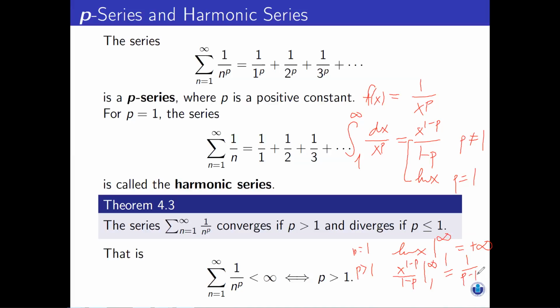And finally, if p is less than 1, then at infinity the power 1 minus p is positive, so the value at infinity is infinity. So this integral diverges. Is this clear? Do you have any questions? So it gives you the same results as what we obtained earlier.